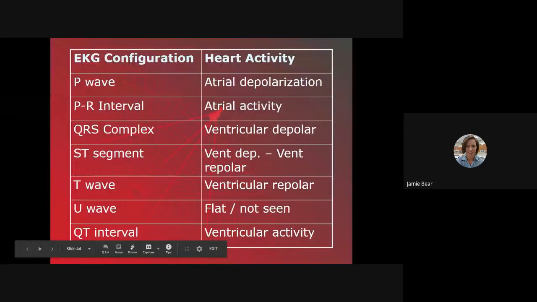So if we want to take a look here, the P wave represents atrial depolarization, the PR interval, all of the atrial activity, the QRS complex, the ventricle depolarization, the ST segment, ventricle depolarization to ventricle repolarization. The T wave looks at ventricular repolarization. The U wave is generally flat and not seen. The QT interval looks at all ventricular activity.